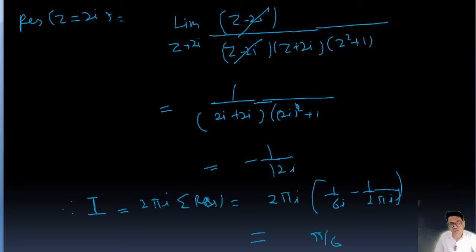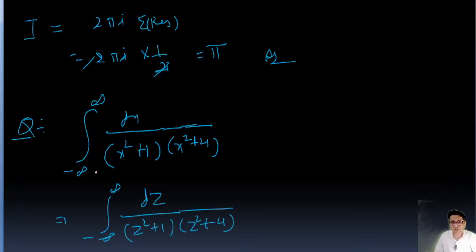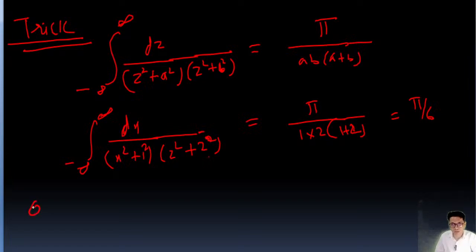Very easily we have solved this equation, pi by 6, right? And the same question we have solved by trick very quickly. So the integral from minus infinity to plus infinity of dz upon (z square plus a square)(z square plus b square) has value pi upon ab(a plus b). Similarly, for the first question which we solved, now the second trick we are going to solve.